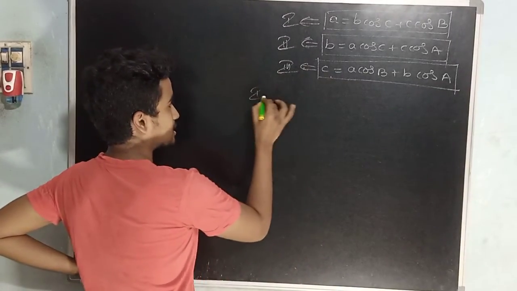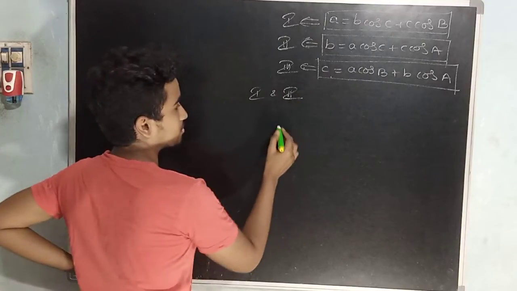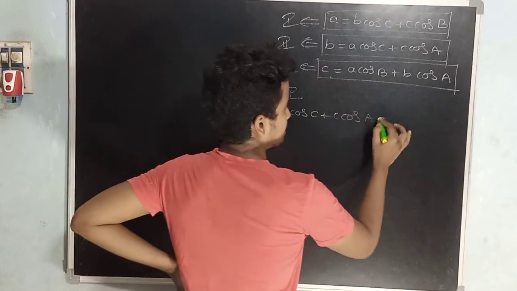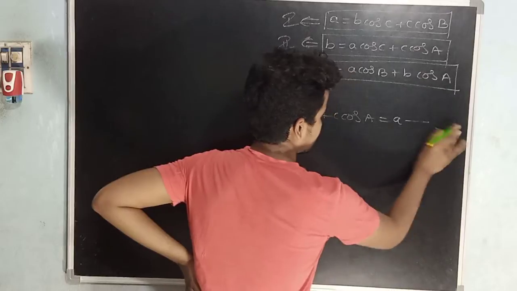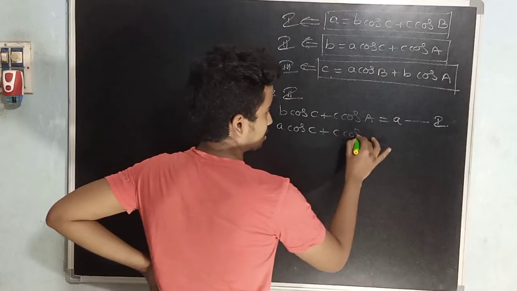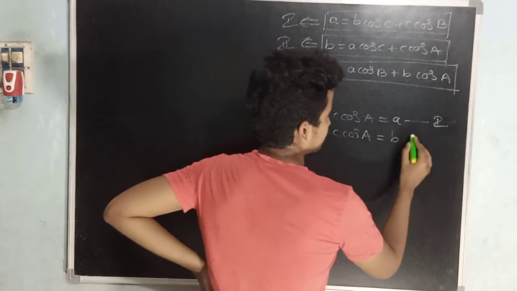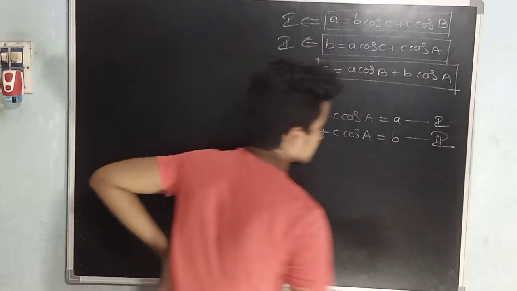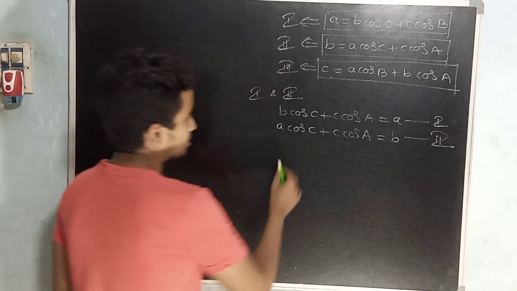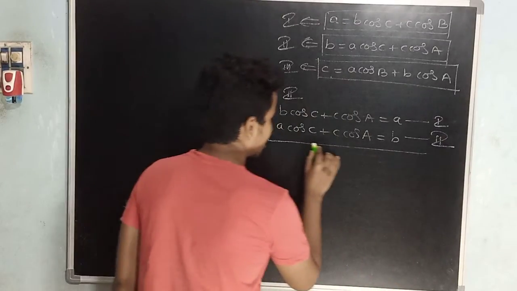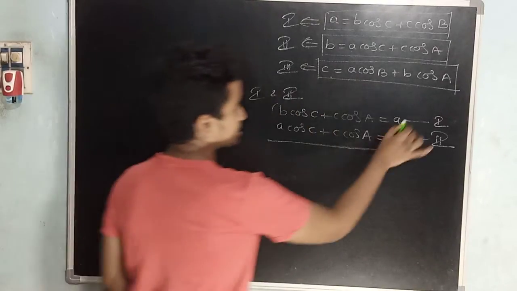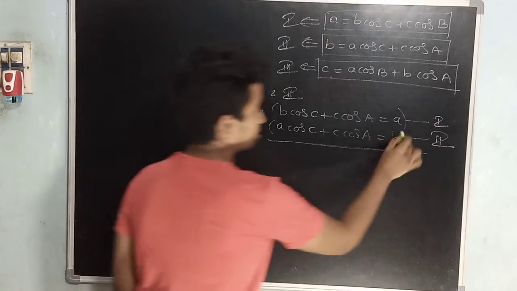Let me consider the first equation and second equation. B cos C plus C cos B is equal to A, which is our first equation, and A cos C plus C cos A is equal to B, which is our second equation. Now I am going to solve these two equations. Let me multiply this whole equation with A and this whole equation with B.